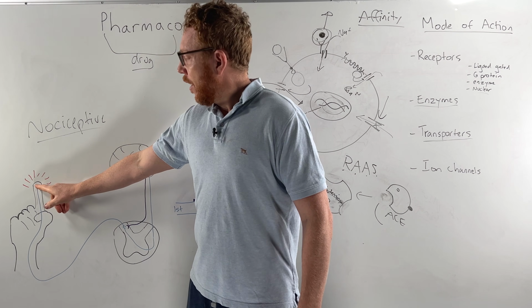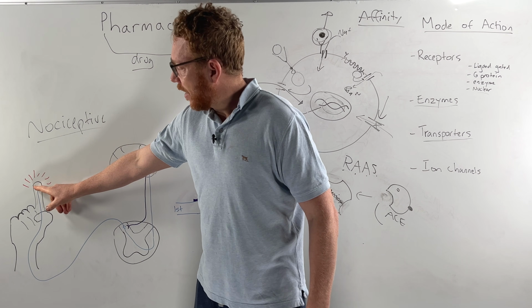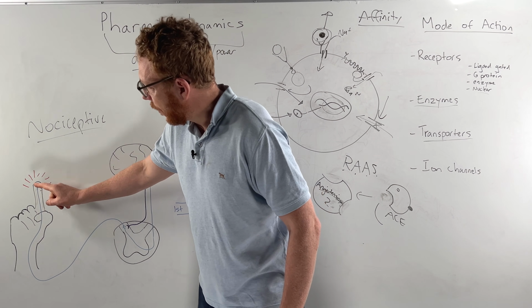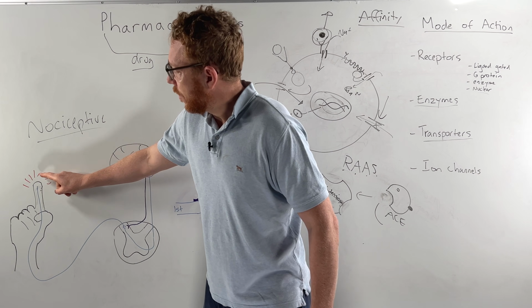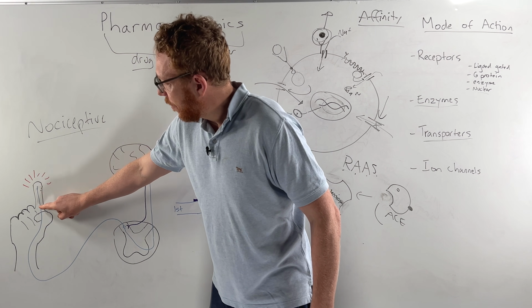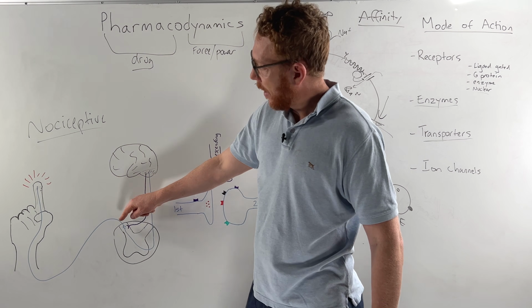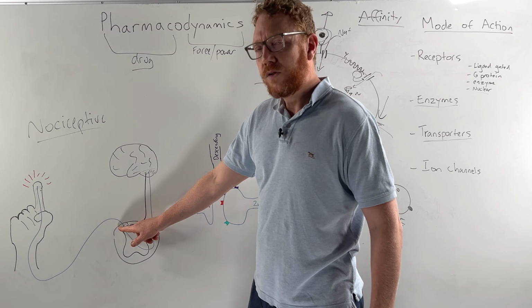So we have the injury here, which activates C fibers and A delta fibers. Step 1 is nociception. We then have step 2, which is transmission, and it's brought through a nerve fiber into the back of the spinal cord, into the dorsal horn.